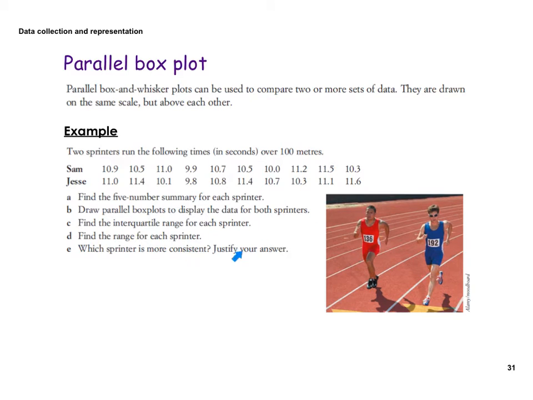Okay, here's an example to help illustrate that. We have two sprinters running 100 meters: Sam and Jesse. Here are their times. Part A, find the five-figure summary for each sprinter. Part B, draw parallel box plots. Part C, find the interquartile range. D, the range, and then E, which sprinter is more consistent. At this point, please pause and write down this question and the notes as well.